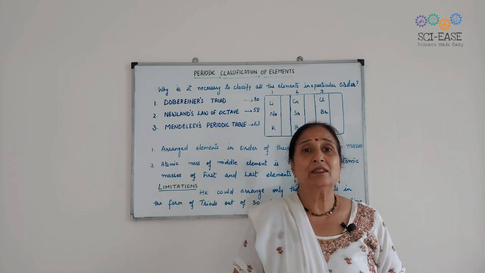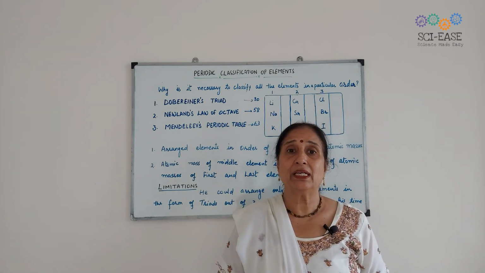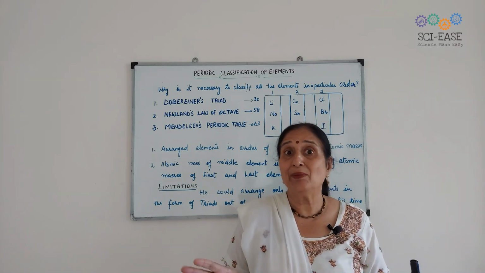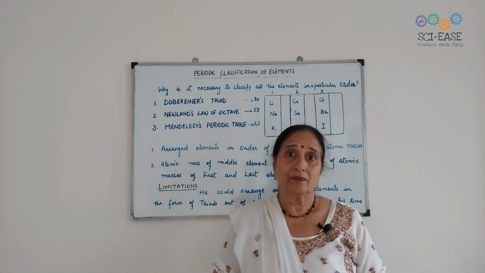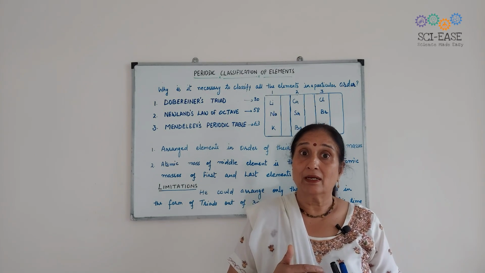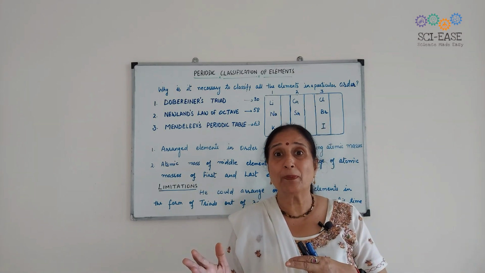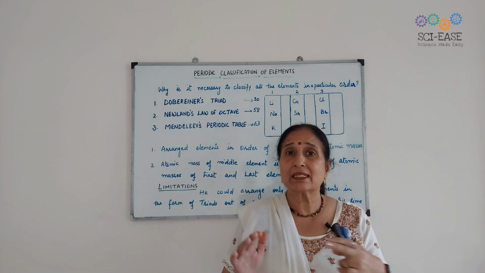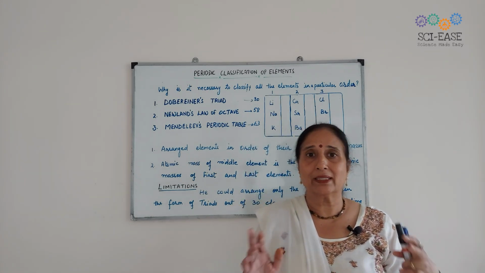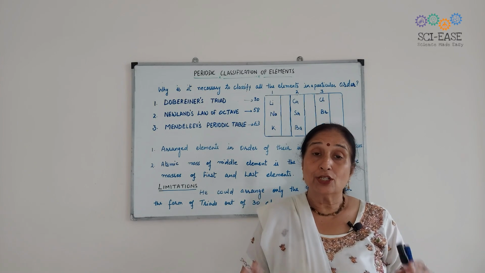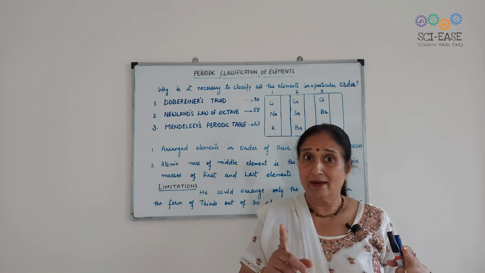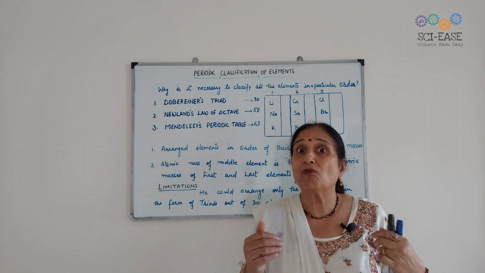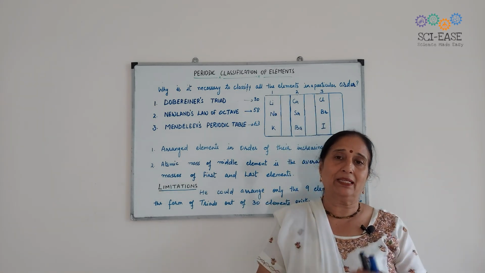But in the 18th century, only 30 elements were discovered. To begin with, how these elements should be arranged, what should be the order, scientists and chemists were busy doing this. So first, we should find the answer to this question: why do we need to classify the elements?